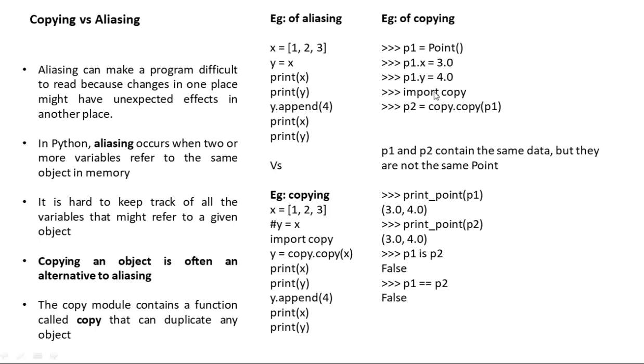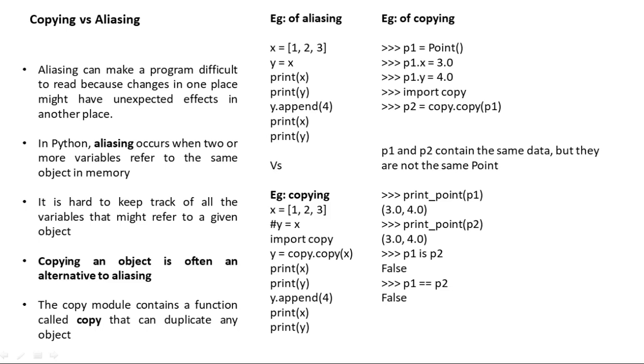Now there's a very important concept. It is frequently asked in the interviews as well as in the examinations. Copying versus aliasing. Now what is aliasing? Let's first learn that. See, aliasing means you have two or more variables referring to the same object in memory. So you have a memory box, and more than one variable pointing to the same memory box. So that's the meaning of it. Okay, so that is aliasing.